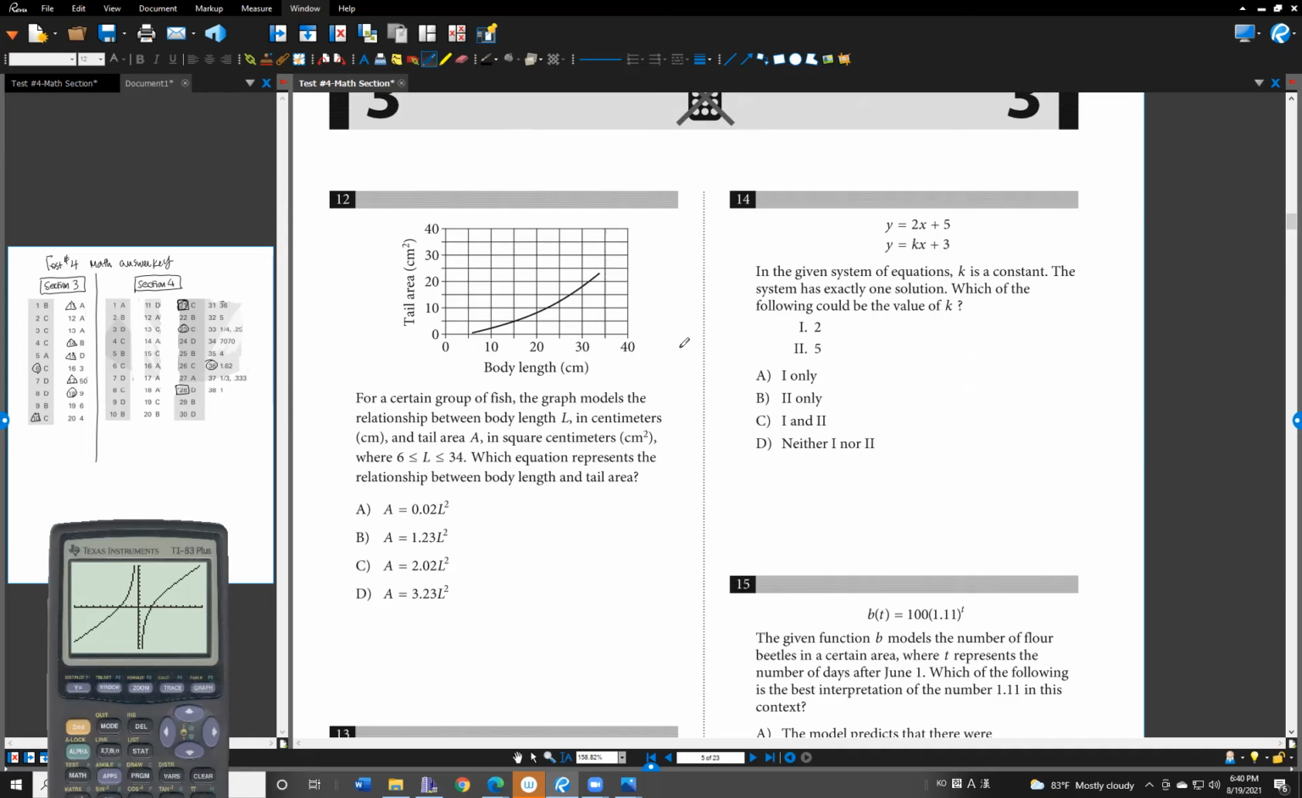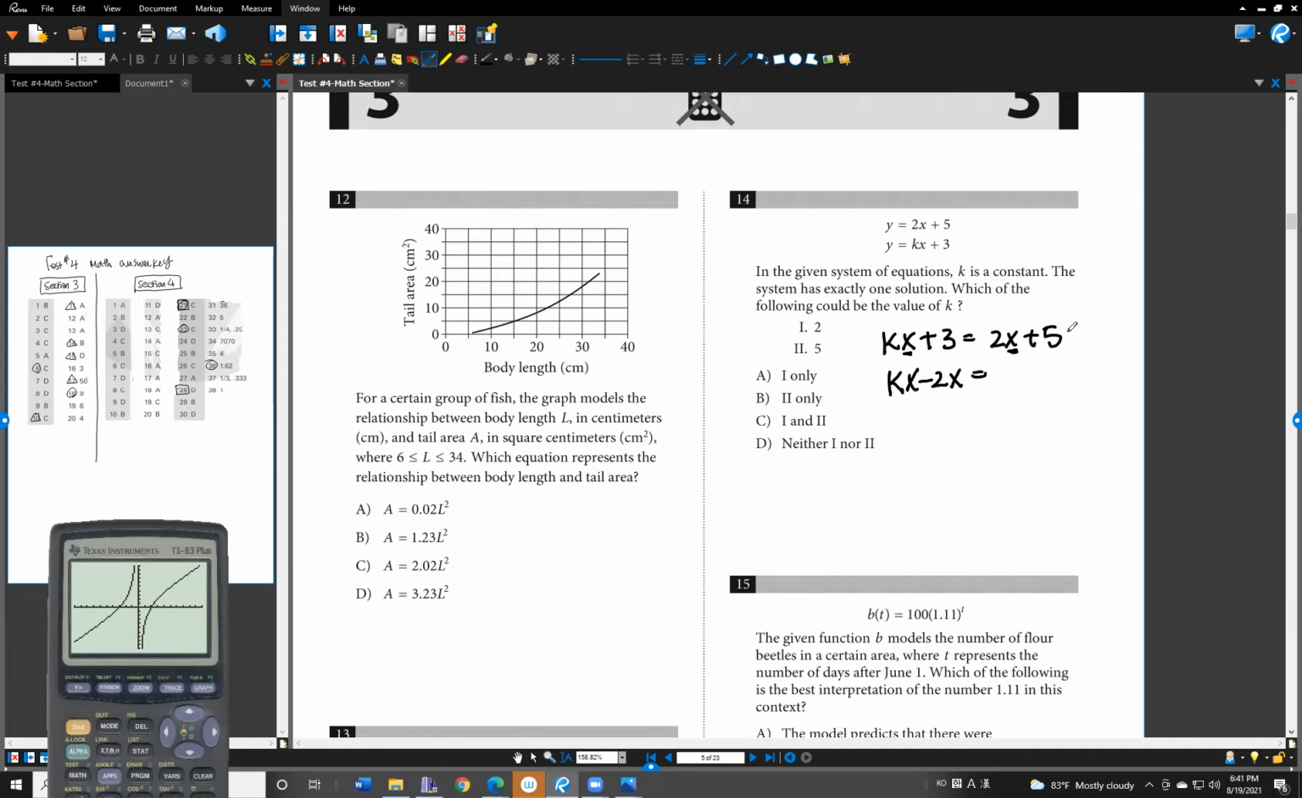One solution. Once we solve it, we're going to find the value of x. If there's one value of x, there's one value of y. If we have two values of x, there are two solutions. So you have to solve this one: kx plus 3 equals 2x plus 5. Where is x? This x is over here. This will move to the right, k. Okay, one more step.